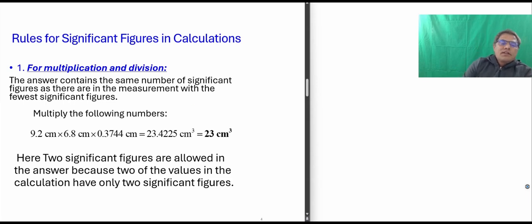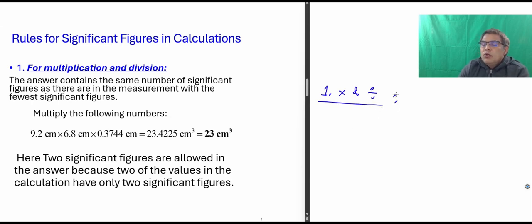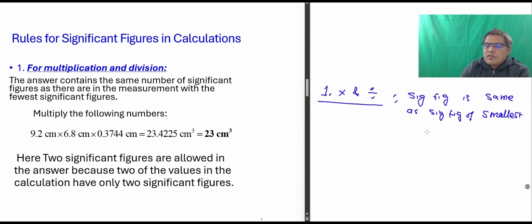Now let's see the rules for significant figures in calculation. If we have a mathematical calculation, how do you determine the significant figures? For example, if you have multiplication and division, in that case the number of sig figs is the same as the smallest sig fig involved.